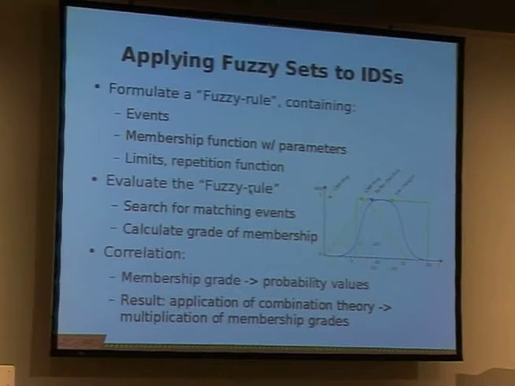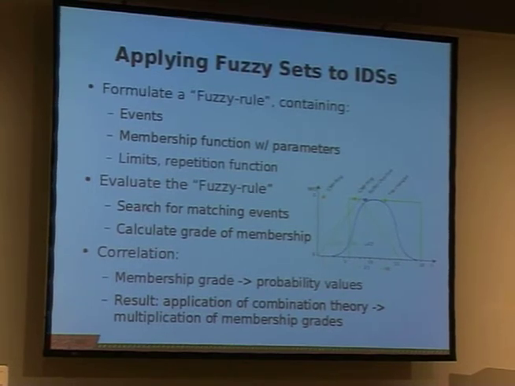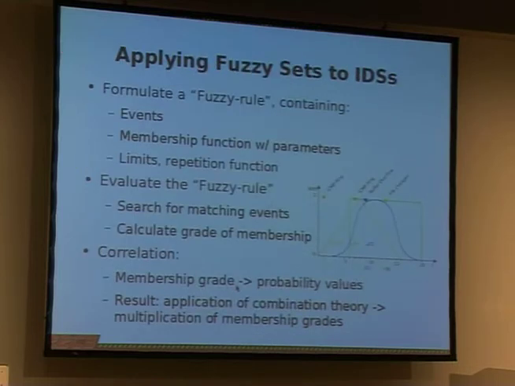So you have to search for the matching events at the beginning, and then you can calculate the grade of membership for each of them. And in conclusion, you can do the correlation step, and in this context you can interpret the membership grade as a kind of probability value and use the multiplication, like in the likelihood theory, to get a final result for the correlation.